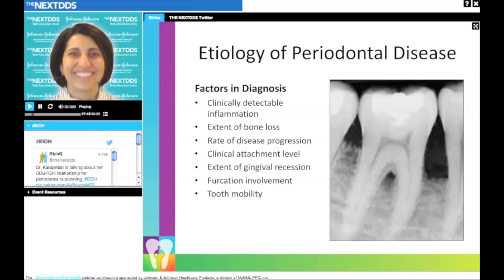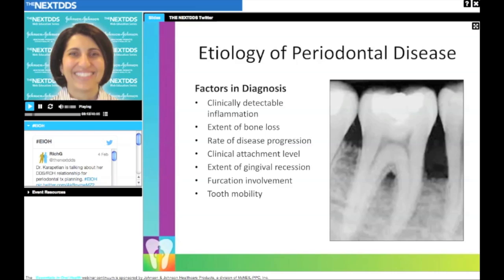The next thing I like to do, while I'm doing my probings, is I make a note of all the clinical attachment loss. I measure the depths of the pockets with my periodontal probe. I like to use the UNC 15 millimeter. I feel like that gives me a better reading and a better understanding of what's going on in the patient's mouth.